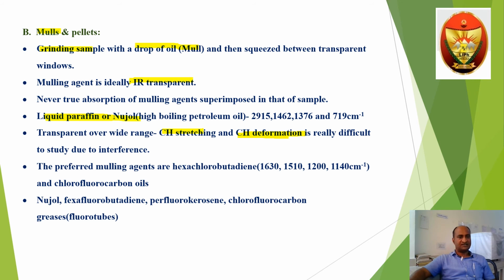However, we can use other mulling agents like hexachlorobutadiene, which absorbs at 1630, 1510, 1200 and 1140 reciprocal centimeters, and we have chlorofluorocarbon oils, perfluorokerosene, chlorofluorogreases, fluorolubes. These can be used as mulling agents.